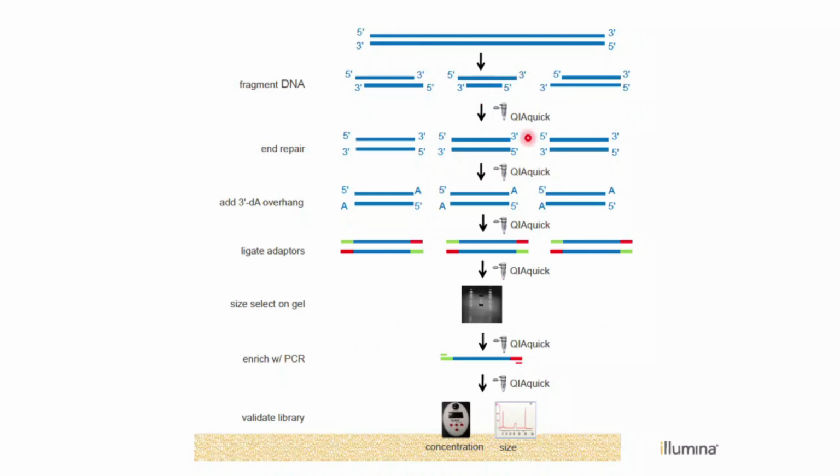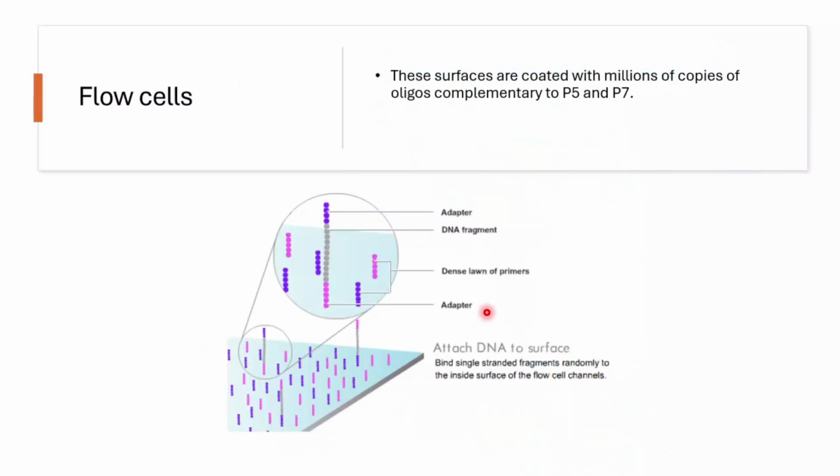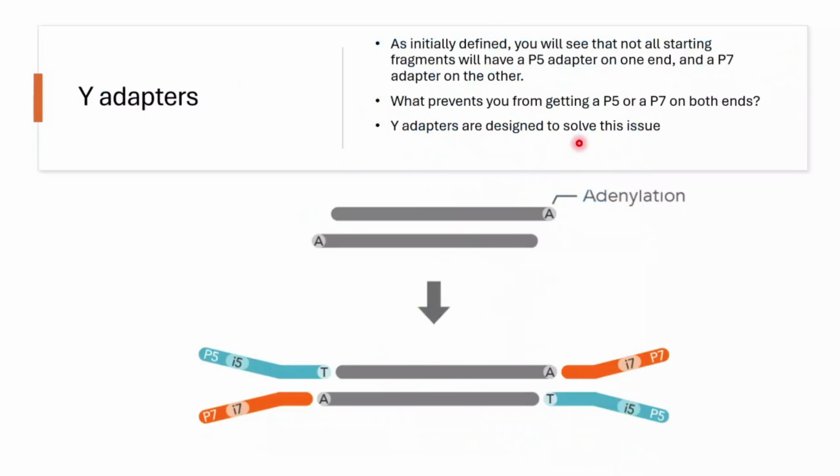Then from the fragmented DNA, you repair it using the kit still. You add your A at the 3' end, and then using that A, you ligate your adapters, separate on the gel. When you separate on the gel, then you'll enrich it with PCR and use that to sequence it. The step to enrich it with PCR is just to increase the signal that you'll see in your machine. Now, what is this? I'll actually get back to the signal.